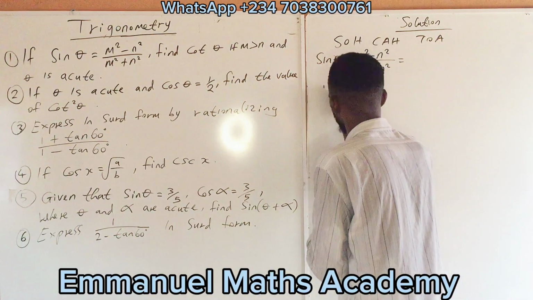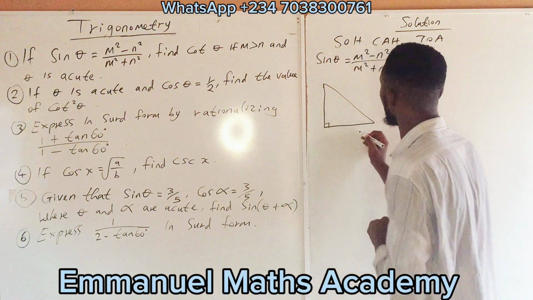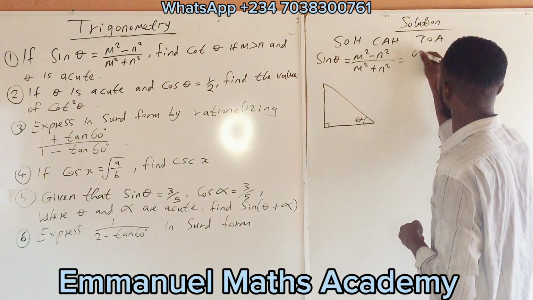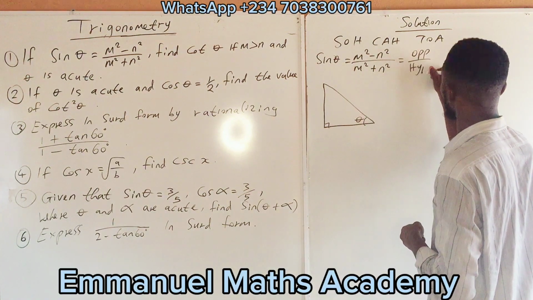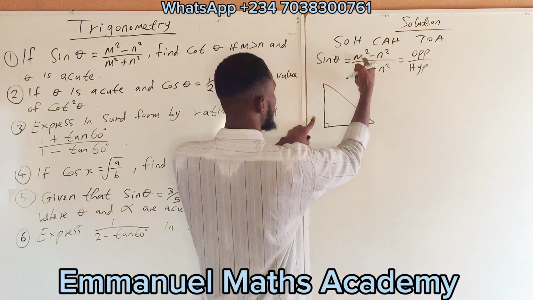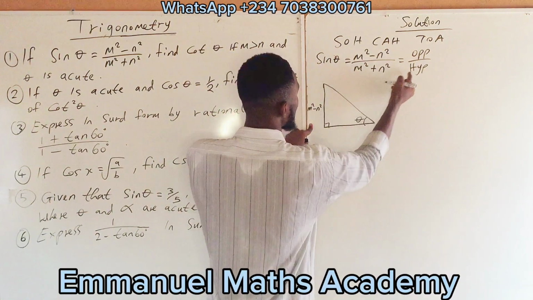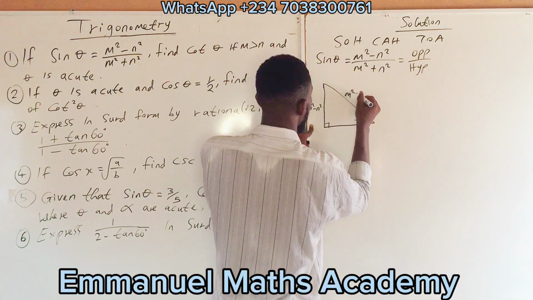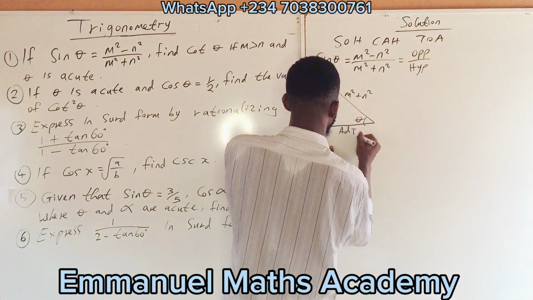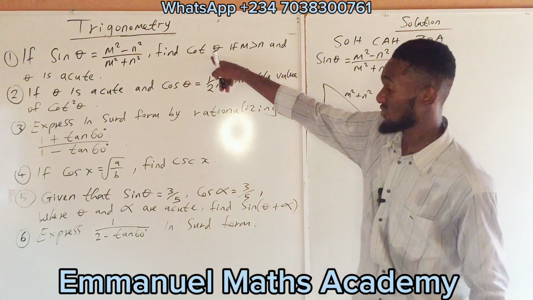So if we draw this special angle, this right angle triangle, this is the angle theta, opposite over hypotenuse. So where is our opposite? Our opposite is here, which is m square minus n square. The next one is hypotenuse, m square plus n square. So we need to look for what? Our adjacent. Our adjacent is unknown, right? Then after getting our adjacent, we now find our cos.